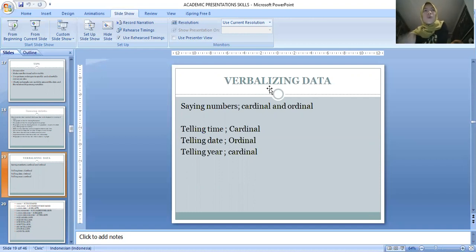For example, when were you born? I was born in 1988. 1988 is a cardinal number. So please remember, in telling time you use cardinal numbers, in telling date you use ordinal numbers, order. So it is not 1, 2, but it is first, second, third, and so on and so forth. In telling the year, you use cardinal numbers. Okay.